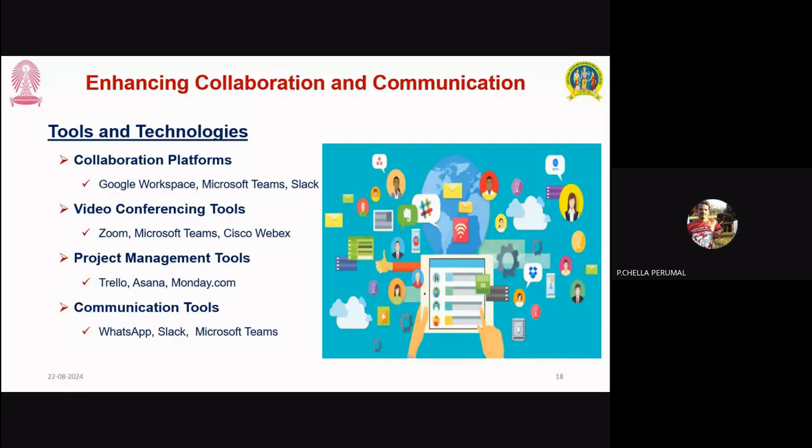The tools and technologies for effective collaboration and communication. Collaboration platforms like Google Workspace, Microsoft Teams, and Slack facilitate real-time collaboration by providing tools for communication, file sharing, and project management. These platforms enable teams to work together effectively even when they are not physically present in the same location. For example, Google Docs allows multiple users to work on the same document simultaneously, making it easier to collaborate on research papers, grant proposals, and the preparation of curricula.